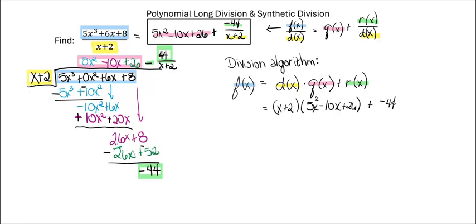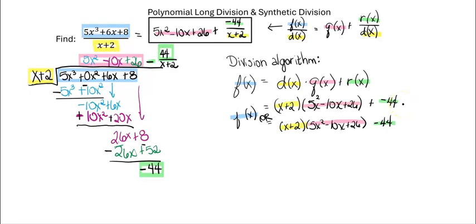Like I said earlier, I could have written this as x plus 2 times 5x squared minus 10x plus 26 minus 44. And if you were to multiply this out and then subtract 44 from it, you would end up with 5x to the third plus 6x plus 8. This blue polynomial over here. Here, I went ahead and highlighted all the colors.